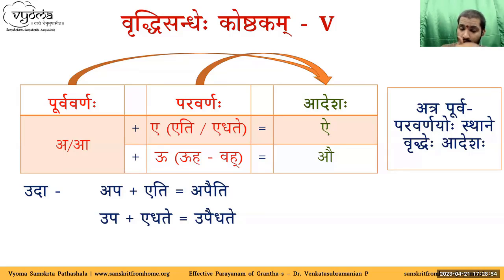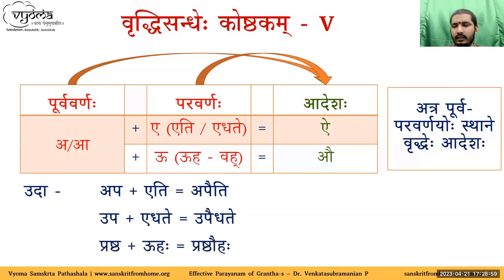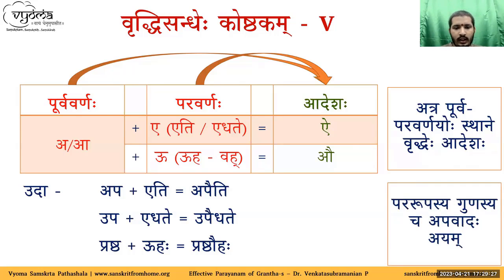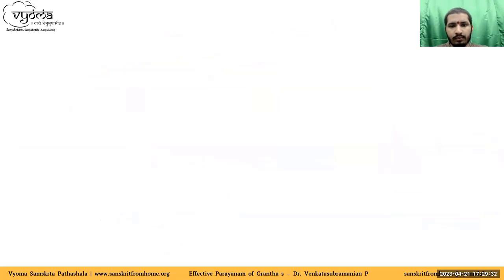Udaharanam atra dattam Apa Eti. In Apa, Akara is there. Eti, Ekara of Eti is given. So Apa Eti becomes Apaiti. Evam cha Upa Edhate Upaidhate. Evam Ukarasya, Prashtha Uhaha Prasthauhaha iti bhavati. Evam tatra udaharanani santi. Pararupasya gunasya cha, nama pararupa sandhehe gunasandhehe cha apavadaha ayam.